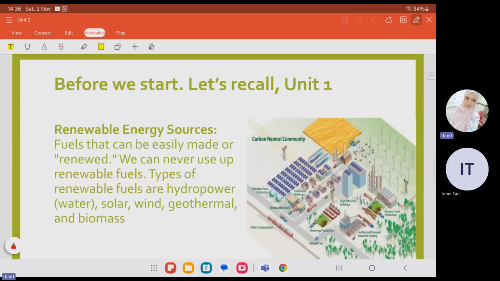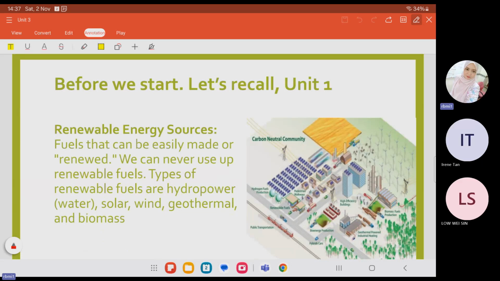Fuels can be easily made or renewed. We have discussed this. We never use up renewable energy types of renewable fuels. We have hydropower from water, solar from the sun, wind, geothermal, and biomass. There are also sources such as ocean energy and bioenergy. Among all these, solar energy is the most abundant of all energy resources.